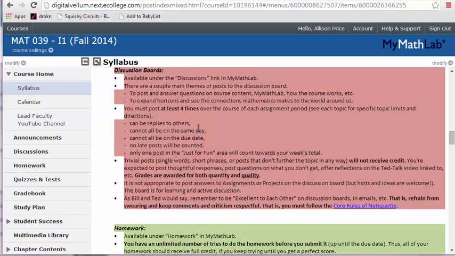When you post, your posts can be replies to others. They cannot all be on the same day, and they cannot all be on the due date. Late posts will not be counted towards credit, and if you choose to post in the Just for Fun area, only one post of that topic will count towards your week's total.